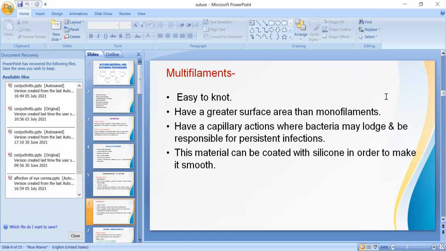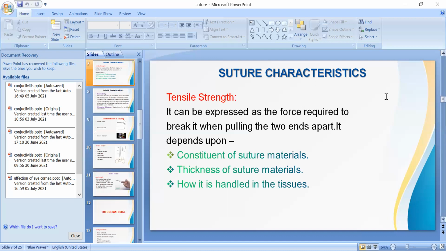Multifilament is easy to knot and has a greater surface area than monofilament. It has a capillary action where bacteria may lodge and be responsible for persistent infection. This material can be coated with silicone in order to make it smooth. So this is about multifilament.